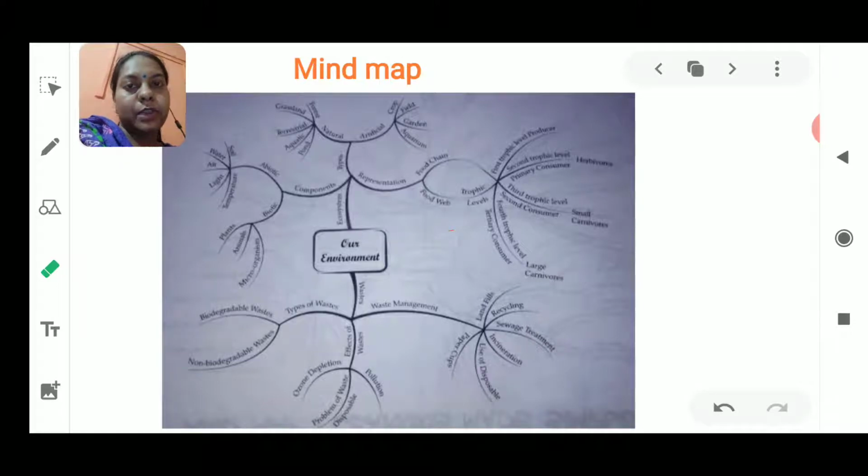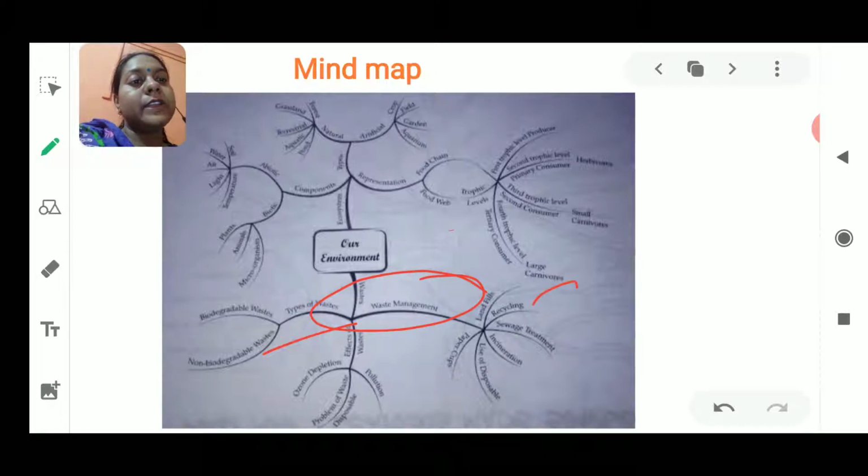Once we are talking about our environment or the ecosystem, we will definitely move on to how the energy is being regulated in the various types of ecosystem. Then we'll study the types of waste being produced in the ecosystem, what kind of waste we are generating and how it affects the ecosystem. If we do not manage it, how we need to manage it through various steps like landfills, recycling, sewage treatment, incineration and use of disposable paper cups.